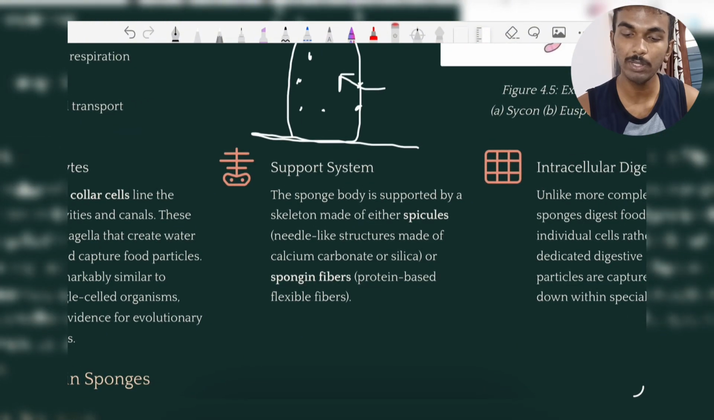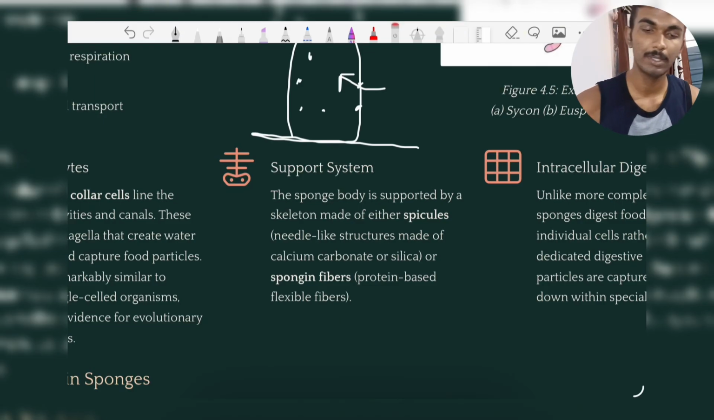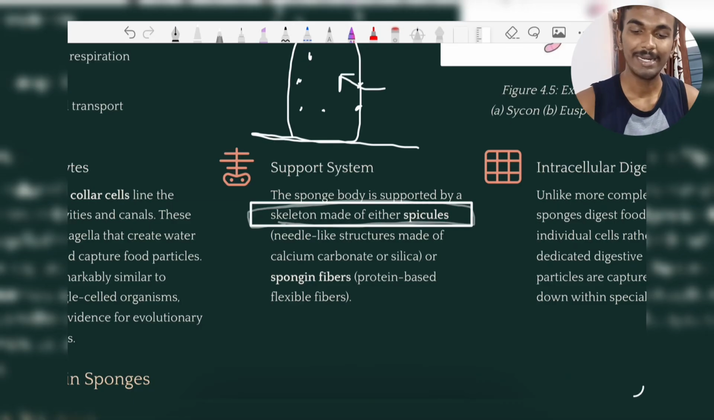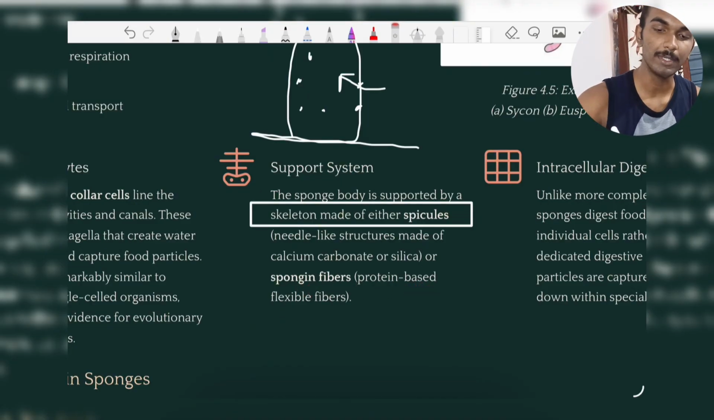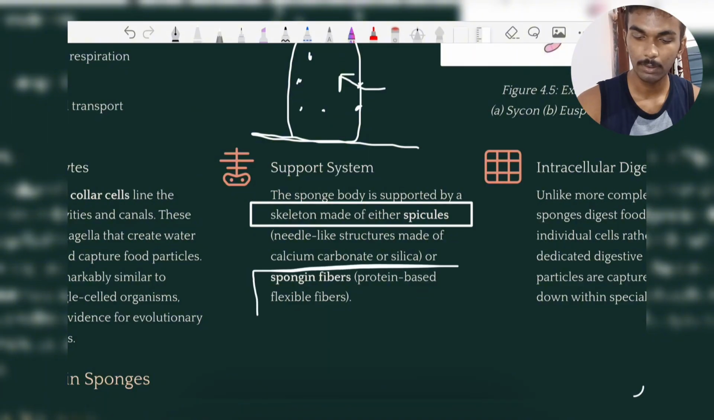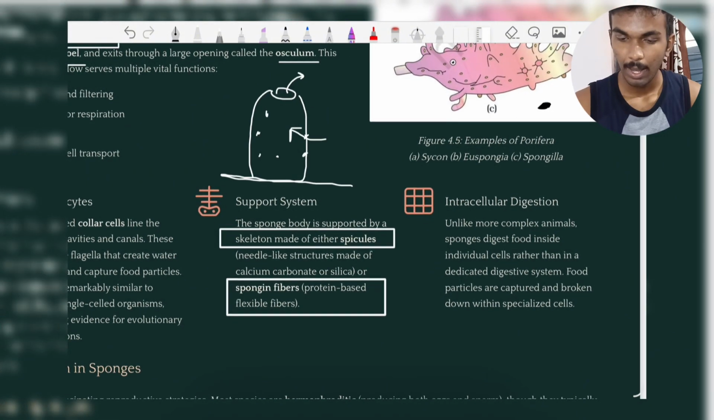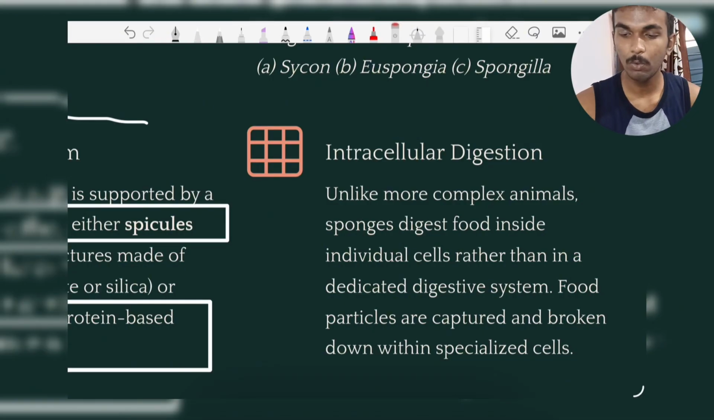Support system. The sponge body is supported by a skeleton made of either spicules. This is important. The skeleton is made of spicules, needle-like structures made of calcium carbonate or silica, or spongin fibers, protein-based flexible fibers. Intracellular digestion. Unlike more complex animals, sponges digest food inside individual cells rather than in a dedicated digestive system. Food particles are captured and broken down within specialized cells.